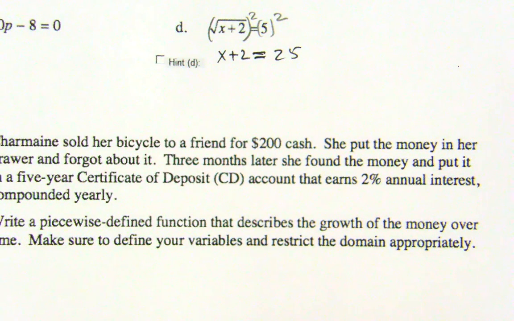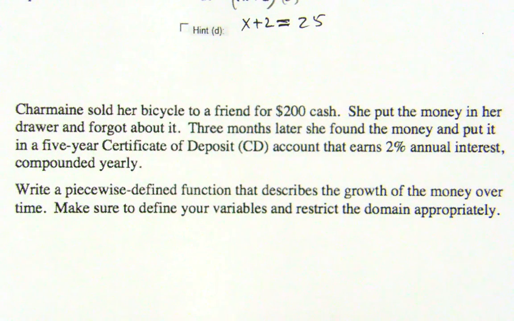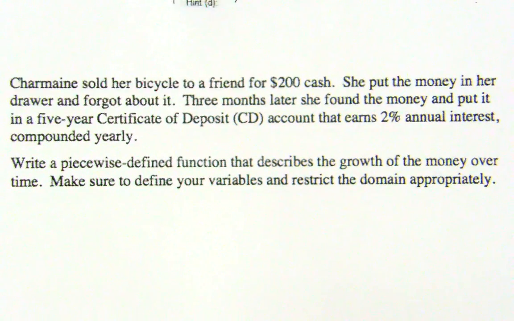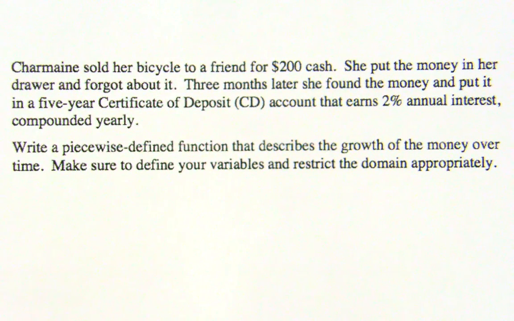Charmaine sold her bicycle to a friend for $200 cash. She put her money in a drawer and forgot about it. 3 months later, she found the money and put it in a 5-year CD, which is a certificate of deposit, which actually do exist at banks. If you ever want to, you can actually put money in a CD account that earns 2% annual interest compounded yearly. Write a piecewise defined function that describes the growth of the money over time. Make sure to define your variables and restrict the domain appropriately.